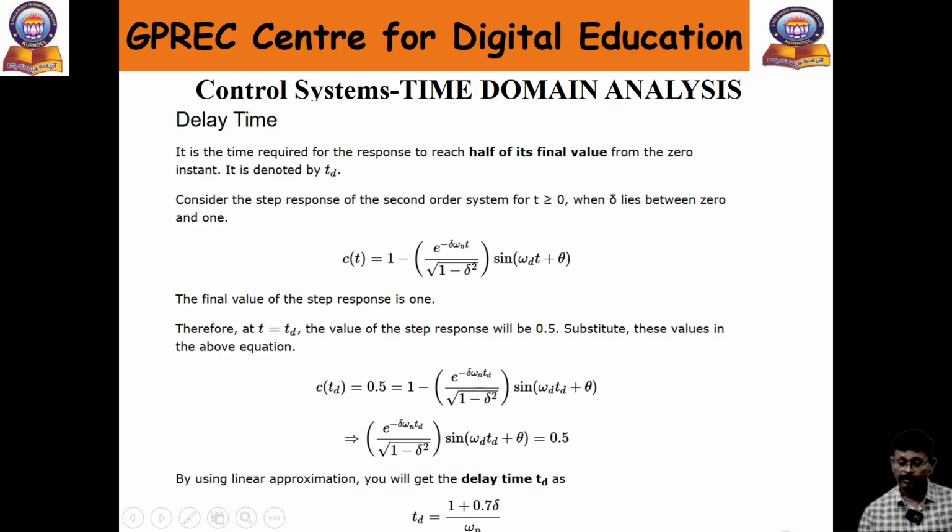Next, find out the delay time. Generally the delay time is taken at 50% of the system, no? 50% of the system. Okay, so c of t equal to, this is the main derivation, you already know. So 50% of the time response, so this value I am taking as 50%, 0.5. This equation, I am taking here. Now take this value this side or this value this side. So we get e power minus zeta omega n td times 1 by root of 1 minus zeta square equal to 0.5. Okay, now apply this here. So delay time td equals 1 plus 0.7 zeta by omega n. So this is the delay time of the second order system.